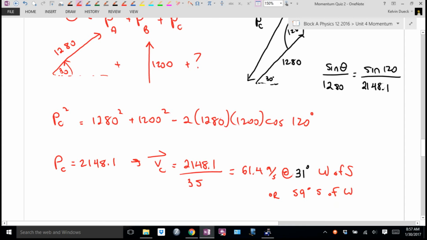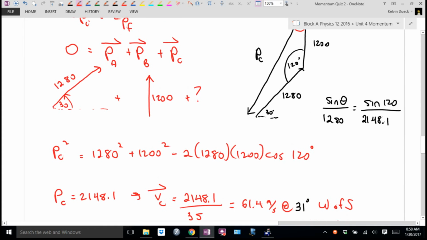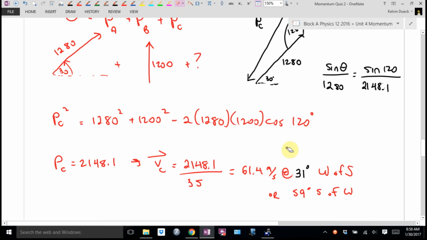You'd probably get that angle if you'd drawn the 1200 first and then drawn the 1280 next. And your triangle will look slightly different, but our cosine laws and sine laws will have the same numbers in them, I think. Just for consistency, let's make that in red.